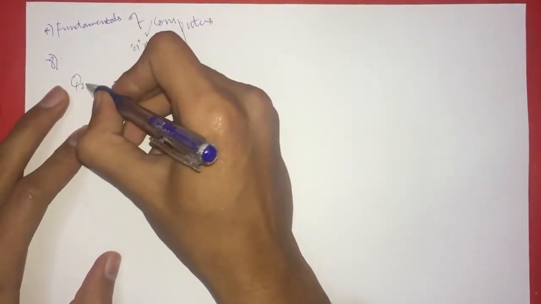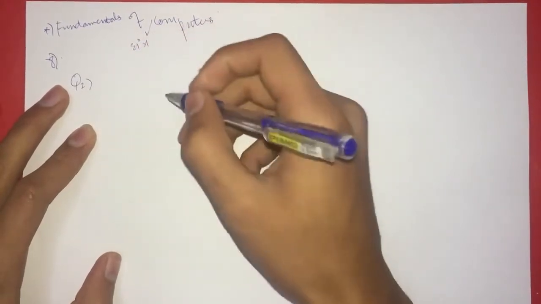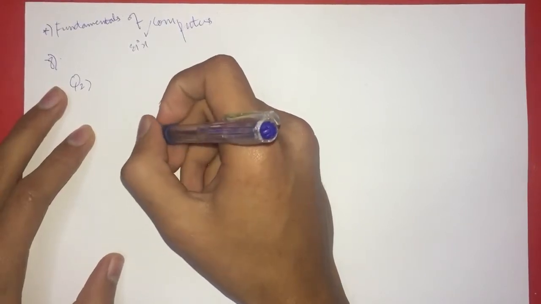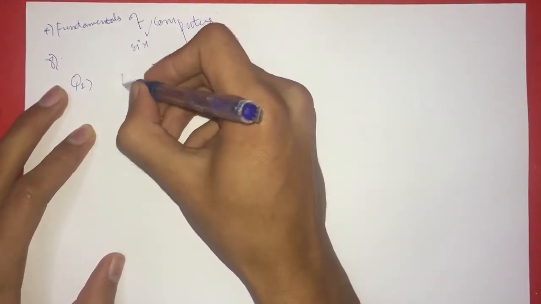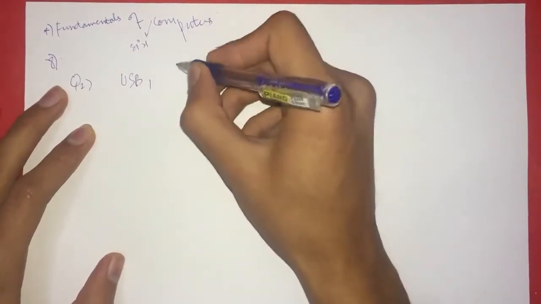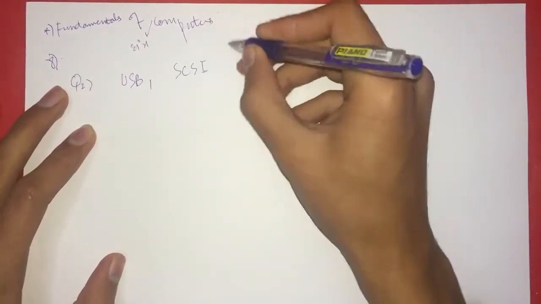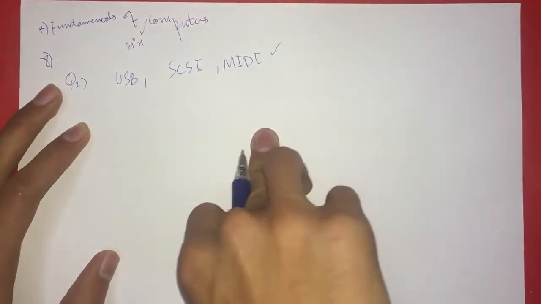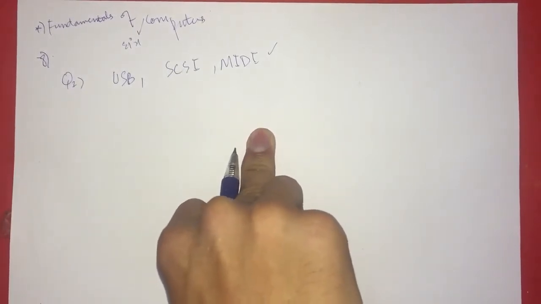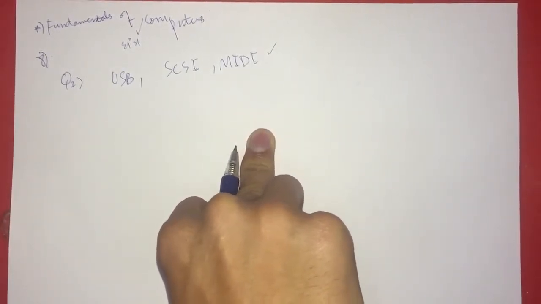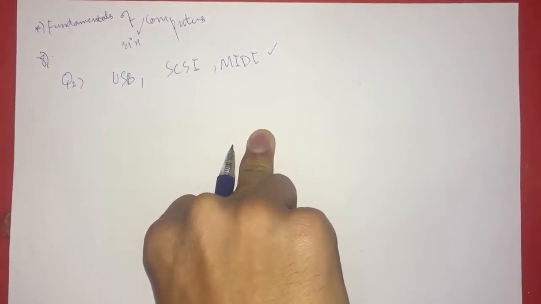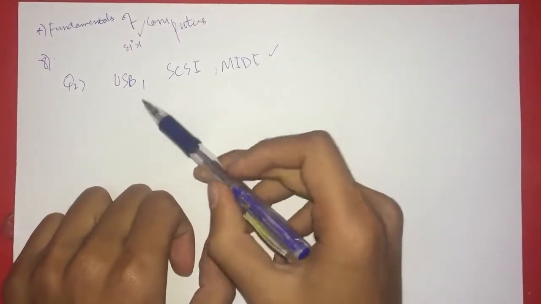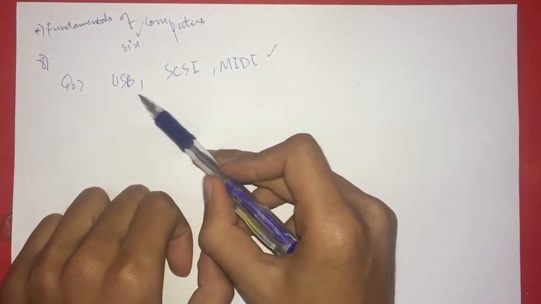So our first question was: discuss types of USB, SCSI, and MIDI ports and their usage. So we are going to discuss every question one by one, and when we are finished with the first question, we are going to jump over to our second question. So our first question said that we needed to discuss these three ports.